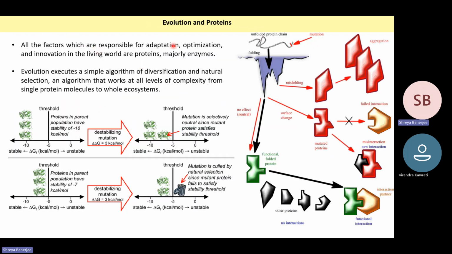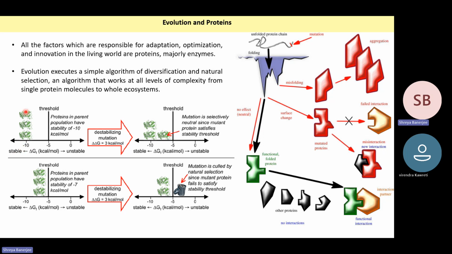Now let us come to how a protein can mutate. All the factors which are responsible for adaptation, optimization and innovation in the living world are proteins, majorly enzymes. Evolution executes a simple algorithm of diversification and natural selection, an algorithm that works at all levels of complexity, from single protein molecules to whole ecosystems. Let us look at what this means.